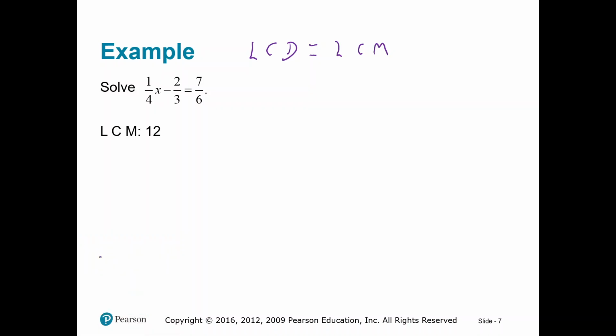So it is 12. 12 divided by 6 is 2. 12 divided by 3 is 4. 12 divided by 4 is 3. And so 12 is big enough to divide 3, 6, and 4. Next, we want to multiply the LCD to the equation.